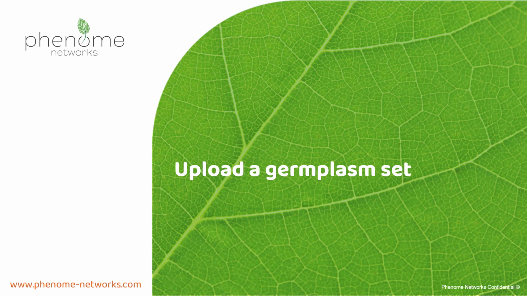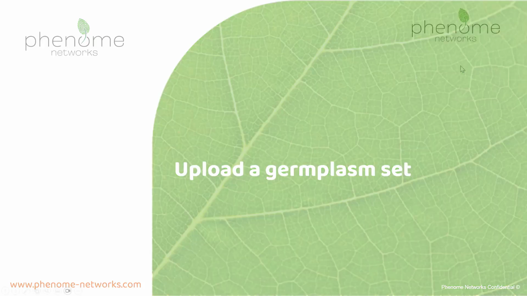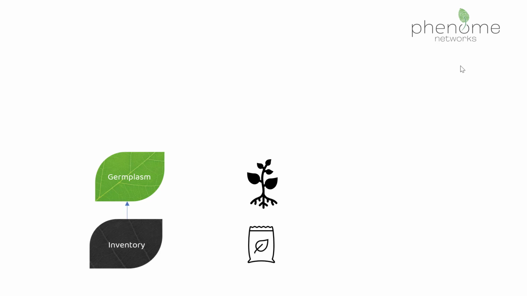PhenomeOne has multiple data upload wizards, so to understand how to upload what, let's first introduce you to the data layers possible. There are 4 data layers for the genetic material. The germplasm. This is the main layer. This is the genetic material, like seeds or plants that exist or existed in the past.